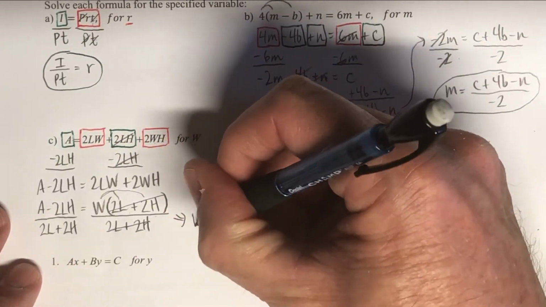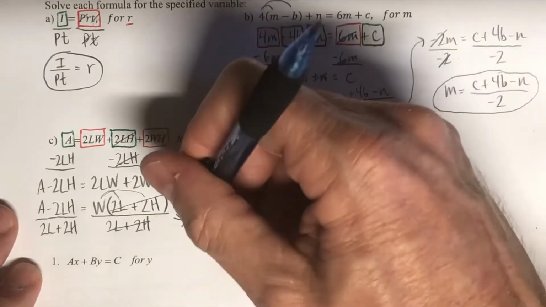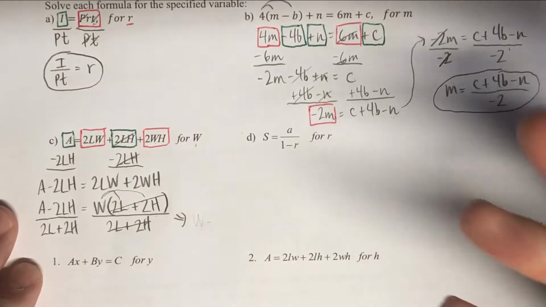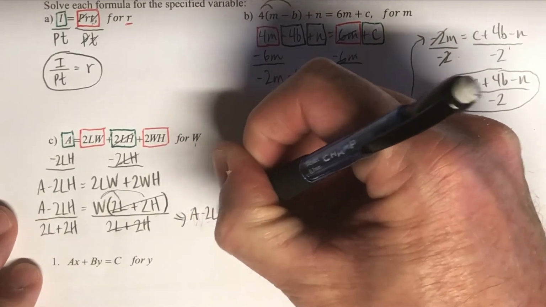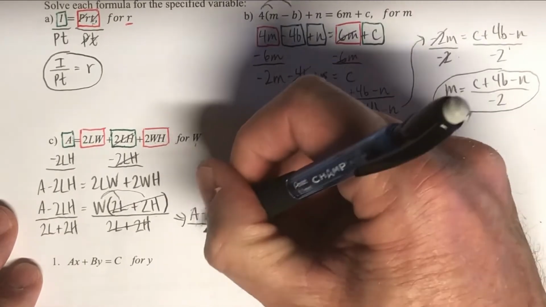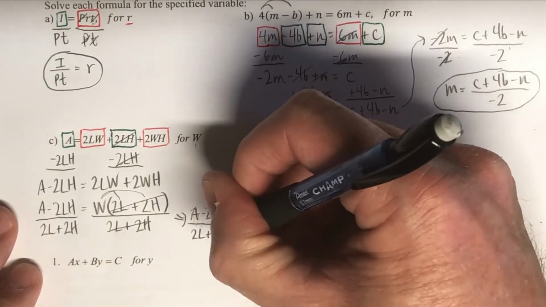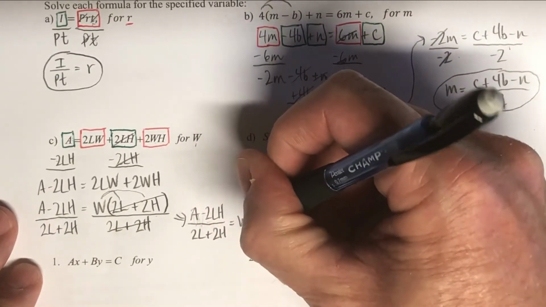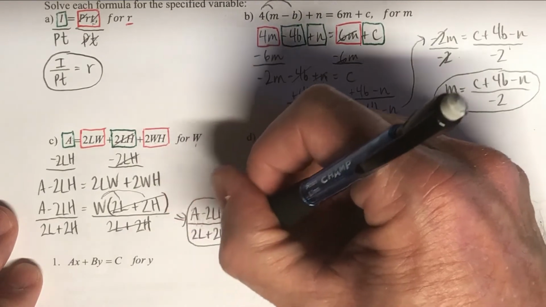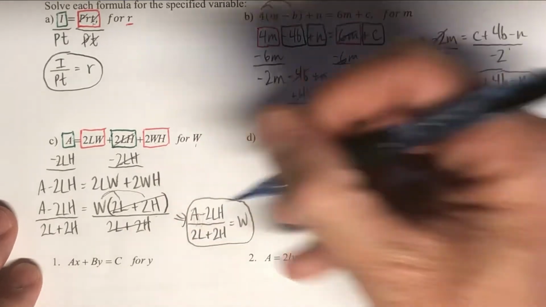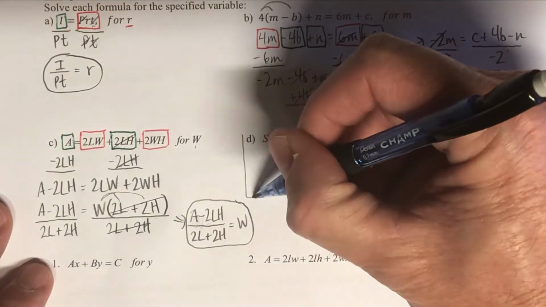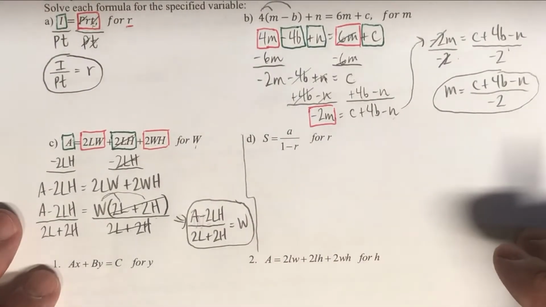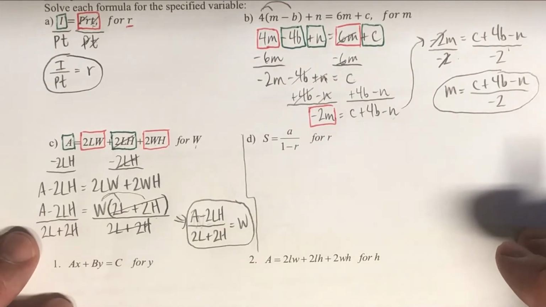Let me just write the answer over here so you can see it. The answer is going to be what? It's going to be A minus 2LH over 2L plus 2H is equal to W. We got W by itself. Notice that the W is not on the other side either. So you have truly solved for W right there. W by itself, W not on the other side, W is truly solved for.